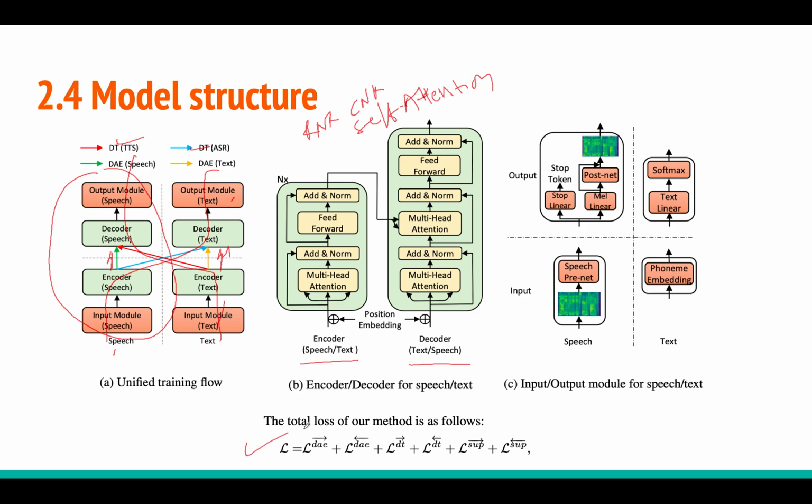So, and the final loss will be like this. As I said, the final loss combines the left to right VAE loss, right to left VAE loss, left to right DAE loss, right to left DAE loss, left to right supervised, right to left supervised. So all these are jointly trained.